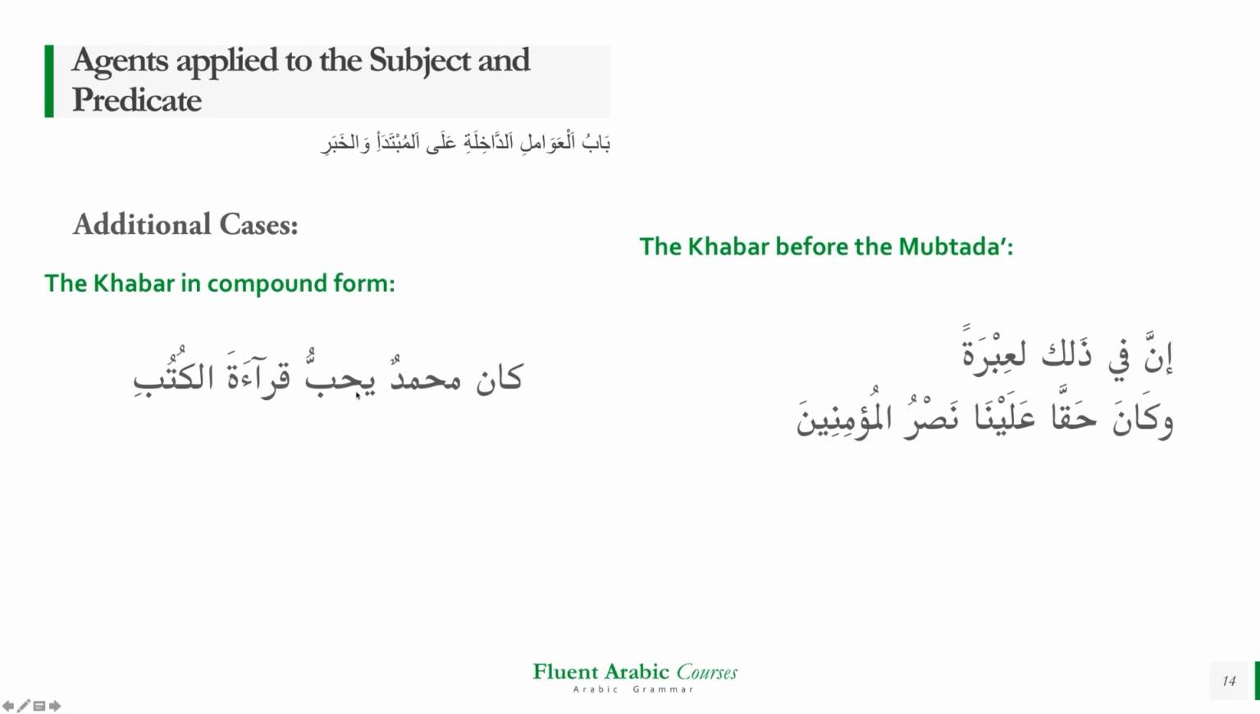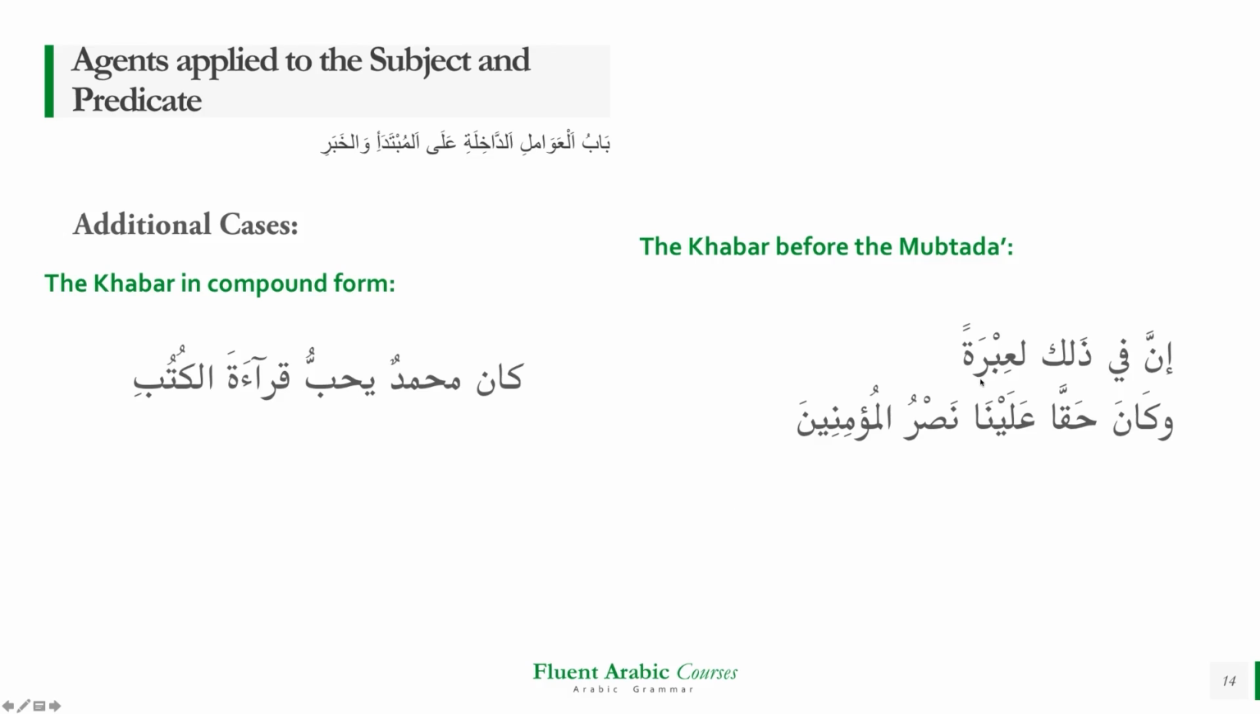So it is in the state of nasab as a sentence. But as for the words, they keep the same i'rab as they would when they occur in an independent sentence. So يحب is the fi'al mudari' and it is marfu'. And qira'ata is the maf'ul bihi and it is also mudaf, and kutubi is the mudaf ilayh. So they keep the i'rab as they would in an independent sentence. But as a whole, this entire sentence is the khabar and it is in the state of nasab.